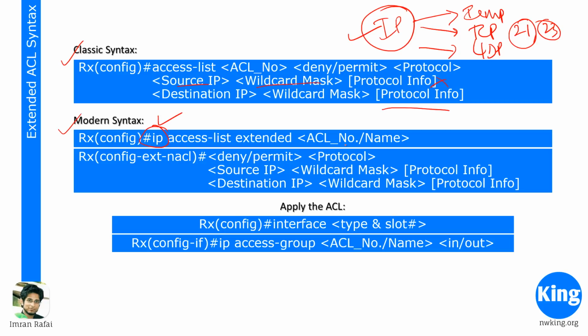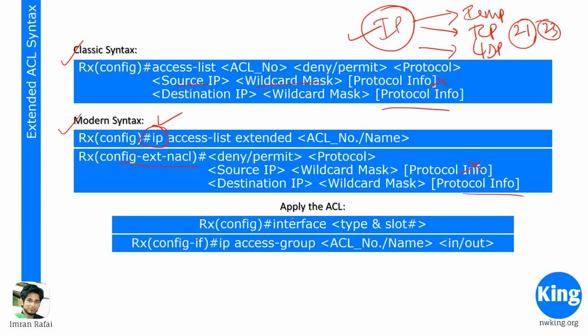Then you give an ACL number or name. You can give anything you want. You will go to a sub-configuration mode, that's extended NACL. Then you can put a deny or permit statement and then the protocol, exactly like we discussed here. Then source IP, wildcard mask, again protocol information, which, like I said, we will be ignoring. We will not be putting source port information most of the time, but of course there might be scenarios where you would say the traffic going from this port number to that port number, right? But most of the time at your CCNA level you will be ignoring that. Then you will have destination IP, wildcard mask, and protocol information, which is nothing but your port numbers.